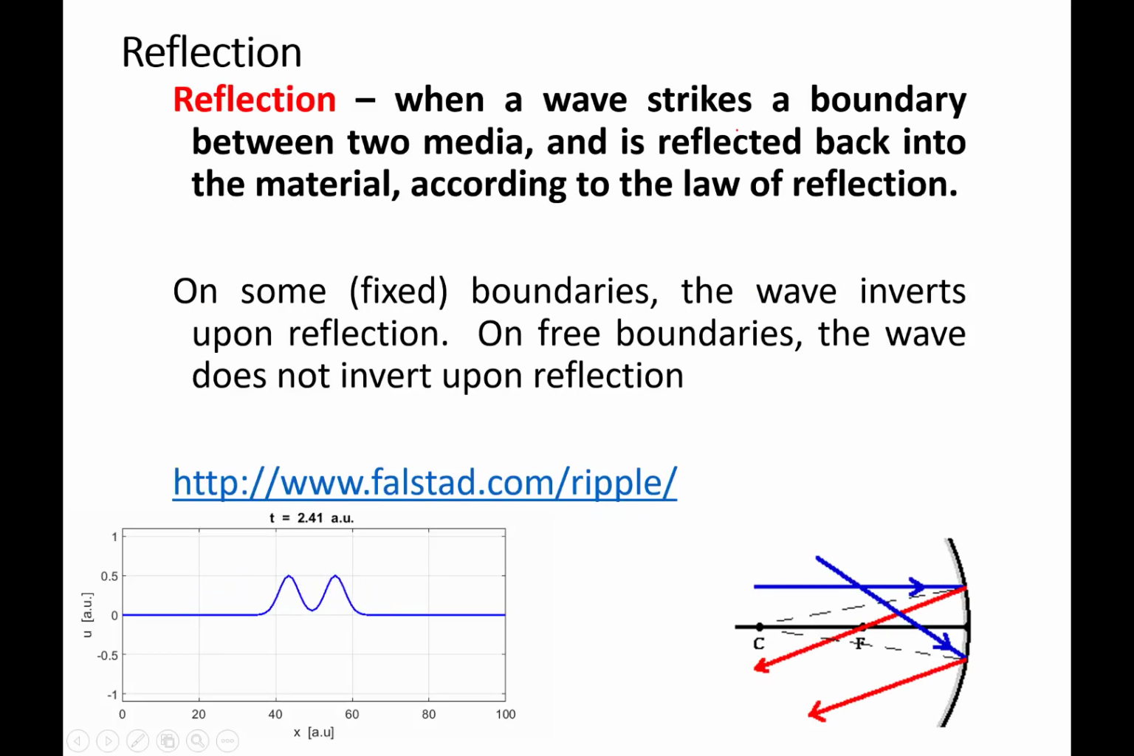Reflection is what we get when a wave strikes a boundary and is reflected back. Here we can see reflection on one end. Notice that the wave reflected and stayed upright. The wave can also reflect on the left end, and it will actually flip. It inverts. On fixed boundaries, a wave will invert, and on free boundaries, the wave does not invert upon reflection. That's not going to be super important right now, but it is going to be important later when we're talking about different types of standing waves and different types of interference effects.